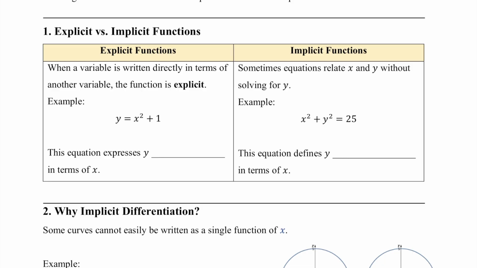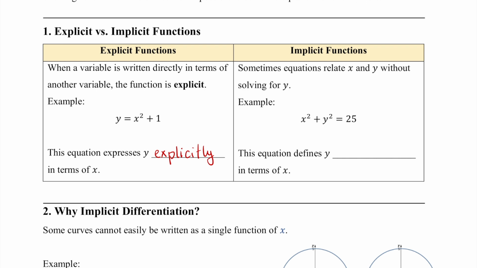Let's take a closer look at these two types. First, explicit functions. For example, y equals x squared plus 1. Here, y is written directly in terms of x. We can clearly see what y equals. So this equation expresses y explicitly in terms of x. That means if we plug in a value for x, we can easily find y, and we can take derivatives using the rules we already know.